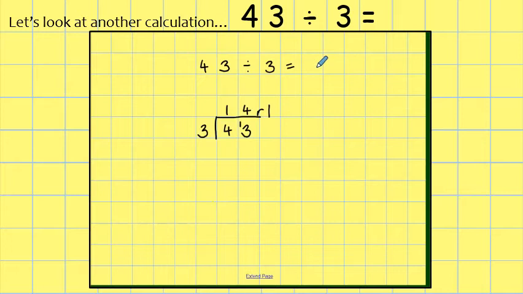So we need to finish our calculation off here. 14, remainder 1. We can use our inverse of division, multiplication. Let's work it out. 3 tens are 30. 3 fours are 12. 30 and 12 is 42. Plus this 1 is 43. Something we need to get into the habit of doing, checking our answer by using the inverse number operation. In this case, we're dividing, so we check our answer using multiplication. Okay? Excellent work, well done.